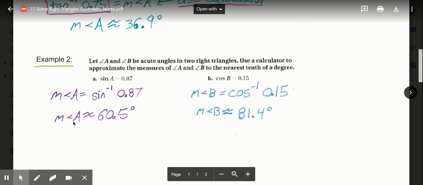So angle A, they told us the sine of A was 0.87. So if we want the measure of angle A, we would type in the inverse sine of 0.87, and we'd get the measure of angle A is approximately 60.5 degrees. For B, the measure of angle B would be the inverse cosine of 0.15 because the cosine of B was 0.15. So we'll use the inverse cosine, and that gives us 81.4 degrees.